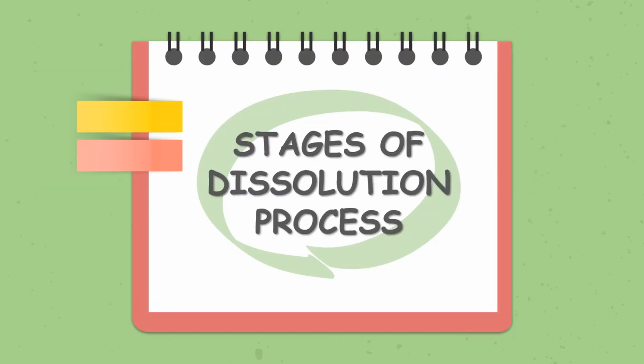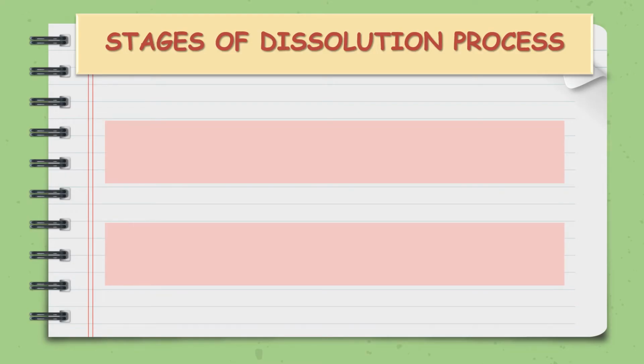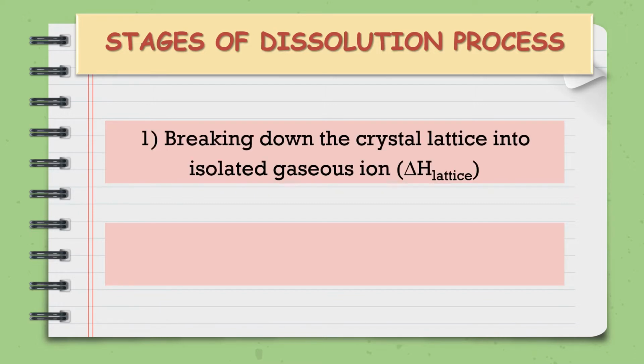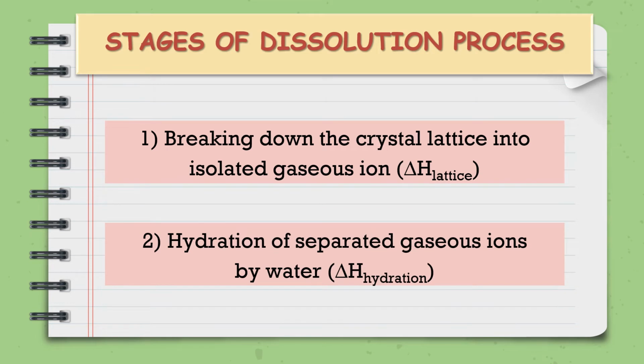Now let's talk about the stages of dissolution process. The dissolution process will come in 2 steps, or 2 stages, where the first one is breaking down the crystal lattice into isolated gaseous ions, and this will involve the enthalpy of lattice. And the second stage is hydration of the separated gaseous ions by water. This one will involve delta H hydration.